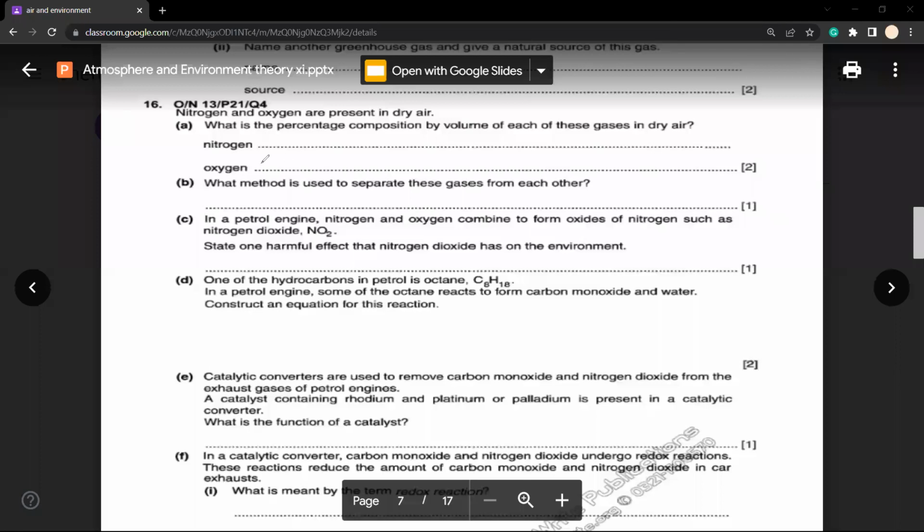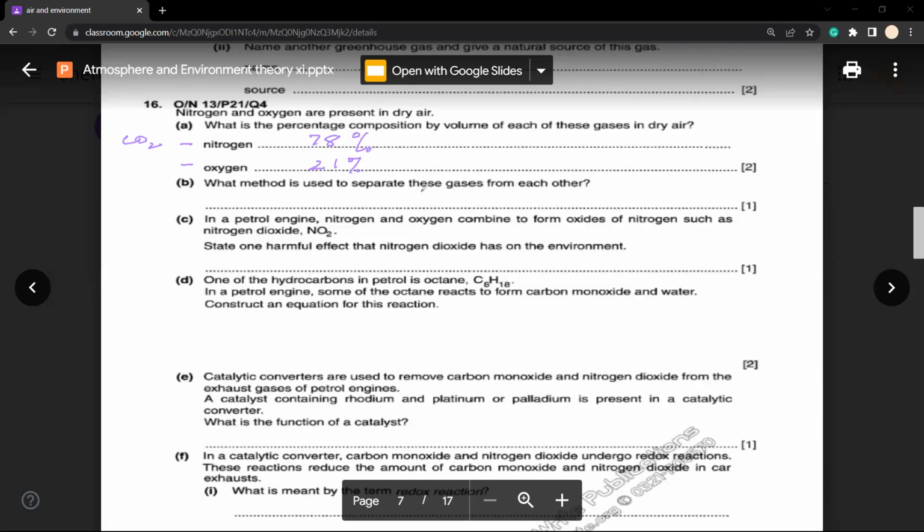There's another question from the past papers. It's from October, November 13. It says that nitrogen and oxygen are present in the air. What is the percentage composition by volume of each of these gases in dry air? We have approximately 78% of nitrogen and 21% of oxygen. So we have to remember the percentage composition of nitrogen, oxygen, and carbon dioxide, specifically these three gases. Carbon dioxide is also 0.03%, I think.